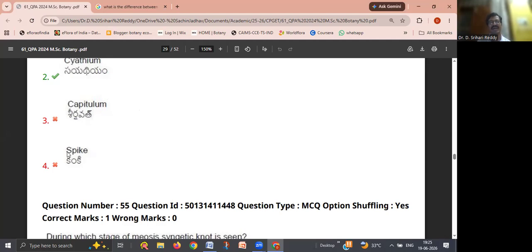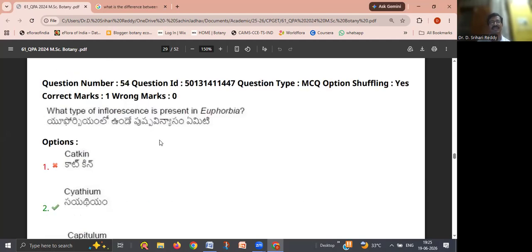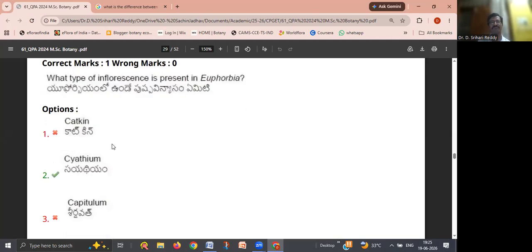And spike, we already discussed. Spike is present in the family Poaceae. It is also called spikelet. It is found in the family Poaceae. So you have to remember all these types of inflorescence which are related to different genera and families. Cyathium is the answer here.